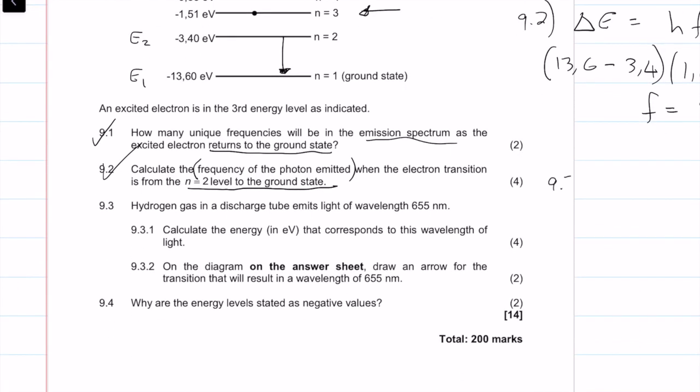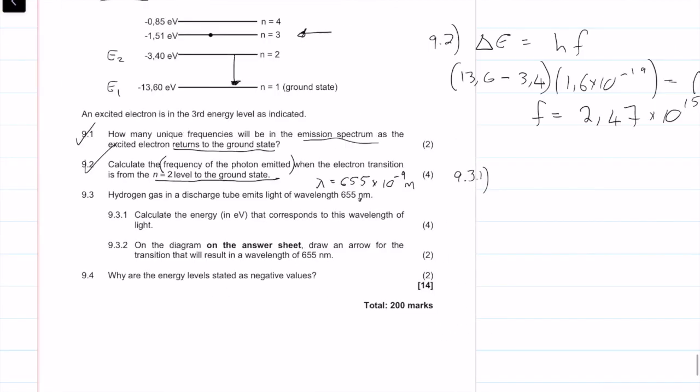Okay, so question 9.3. Hydrogen gas in a discharge tube emits light of a wavelength lambda equals 655 times 10 to the minus 9 meters. This is the symbol for nano. The question says calculate the energy in electron volts, and I'm going to highlight that because that's important, that corresponds to this wavelength of light.